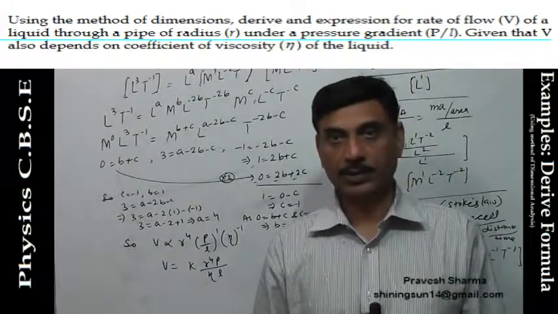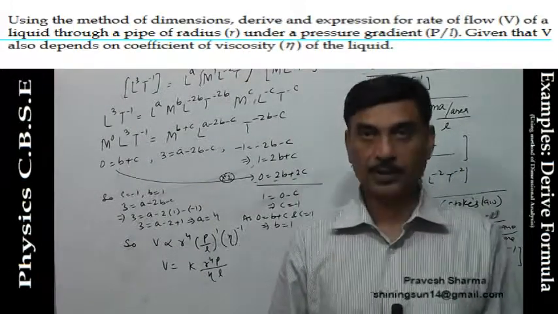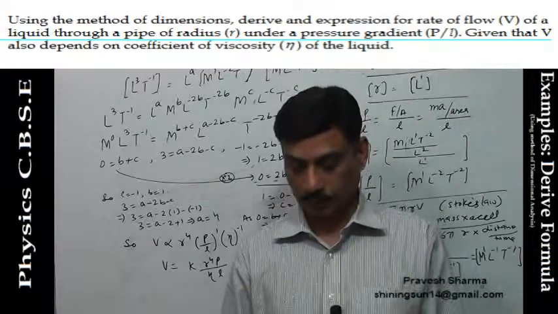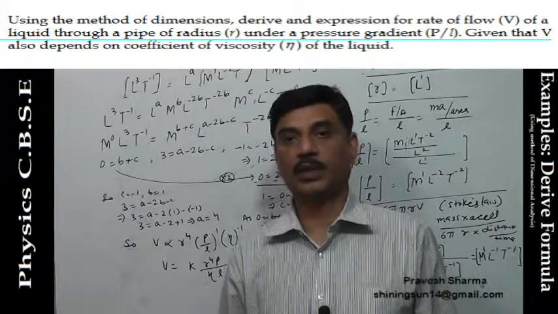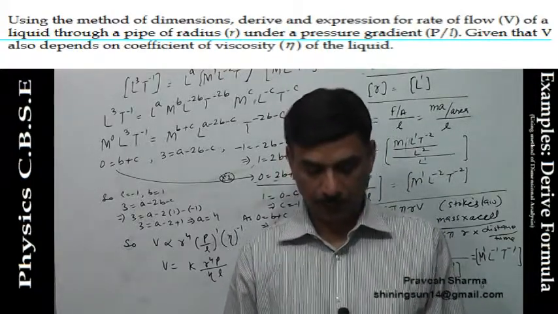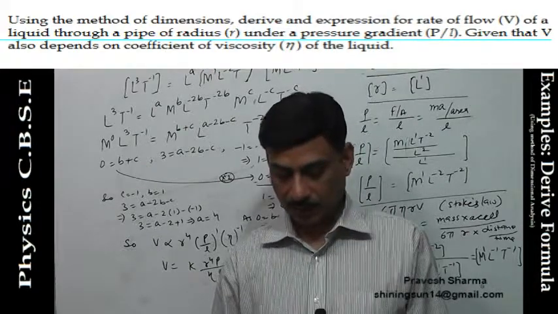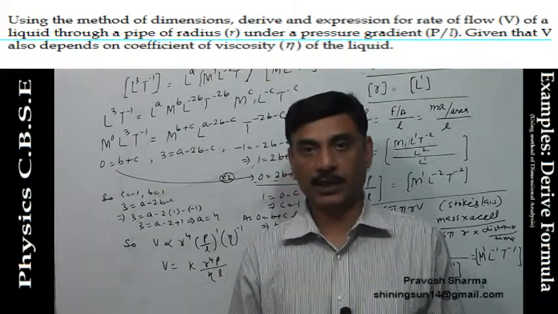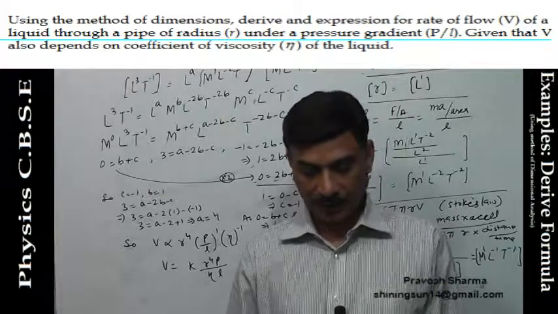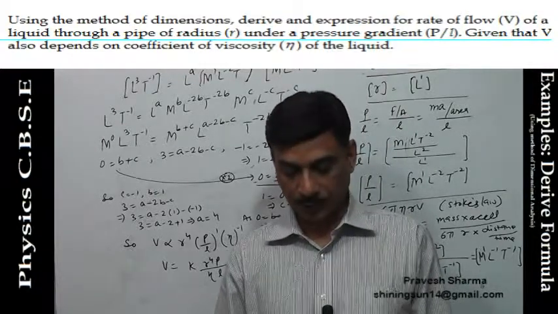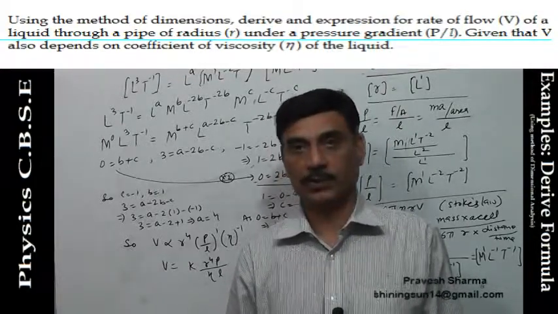Using the method of dimensions, derive the expression for rate of flow V, which is volume by time, of a liquid through a pipe of radius r under a pressure gradient P by L, pressure by length. Given that V also depends upon the coefficient of viscosity eta of the liquid.